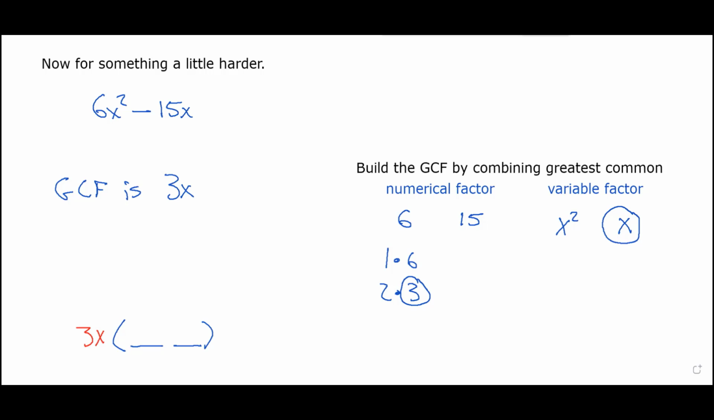Now, to fill in the parentheses, we need to divide each of the original terms by the GCF. The first term, 6x squared divided by 3x, will become 6 divided by 3 is 2, x squared divided by x is x. The second term is negative 15x, and when we divide that by 3x, we get negative 15 divided by 3 is negative 5. X divided by x cancels out completely, so it's just negative 5. And that's it. 6x squared minus 15x is equal to 3x times the quantity 2x minus 5.